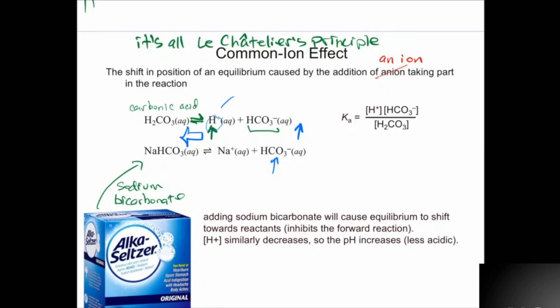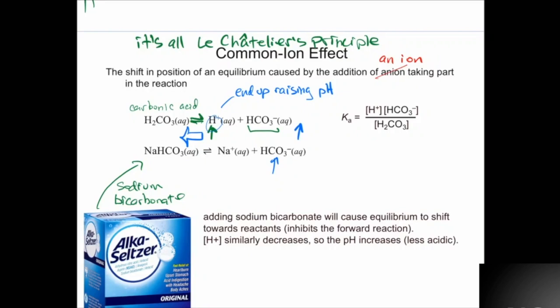So this will end up raising the pH. And we're doing this by adding a common ion. What's common? The bicarbonate ion. Right? We're basically adding a component of the buffer system to push it one way or the other. That's essentially what the common ion effect is.